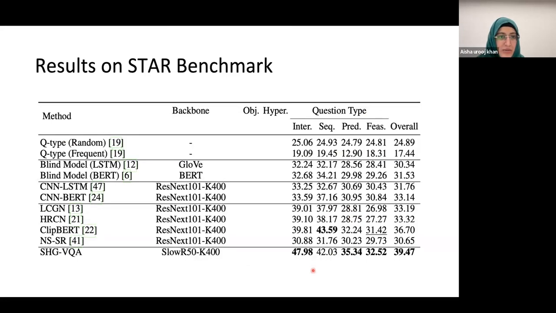So again, when we evaluated our system on this benchmark, overall we had some good performance, but we see here that prediction and feasibility are the most challenging question types. Interaction was relatively the easiest. There is still much room for improvement, but overall we saw that interaction was the easiest question type.